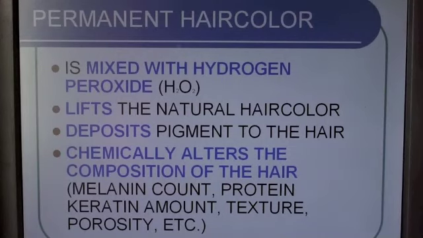Permanent hair color is mixed with hydrogen peroxide, which also has the chemical name of H2O2. I will have a video about the hydrogen peroxide and its different volumes, but permanent hair color could be mixed with 5 volume, 10 volume, 20, but most popular is 20, 30 or 40 volume hydrogen peroxides. That is coming later on.